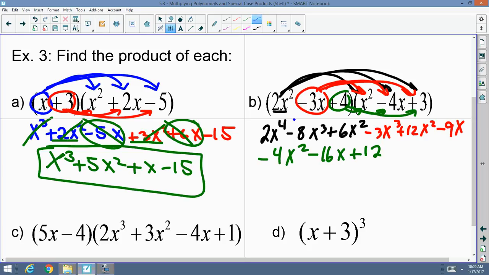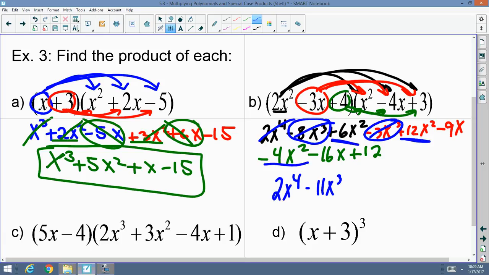So I have 2x to the fourth. There's no other fourth power. I'm done. Negative 8x cubed minus 3x cubed, that's negative 11x cubed. Beautiful. I got a positive 6x squared and a 12x squared and a negative 4x squared.